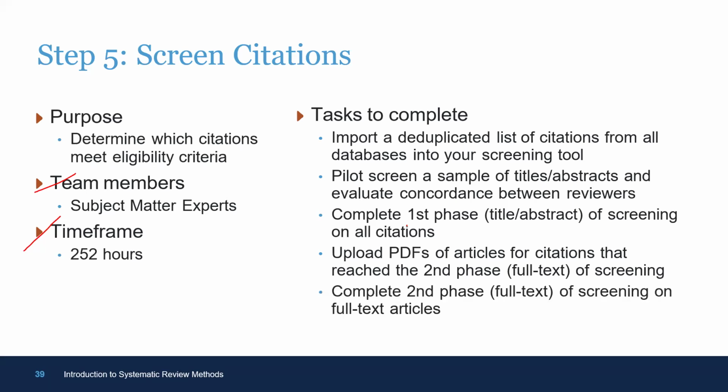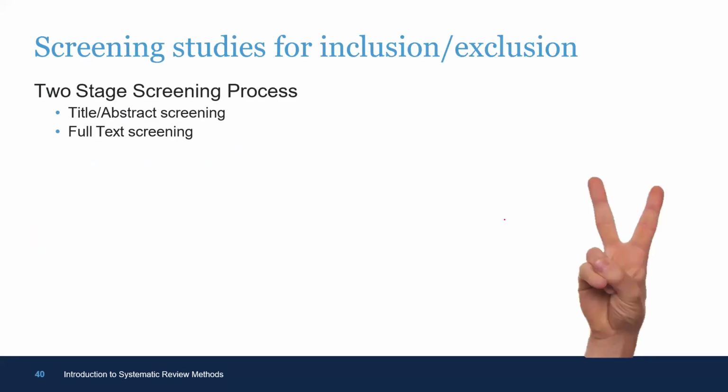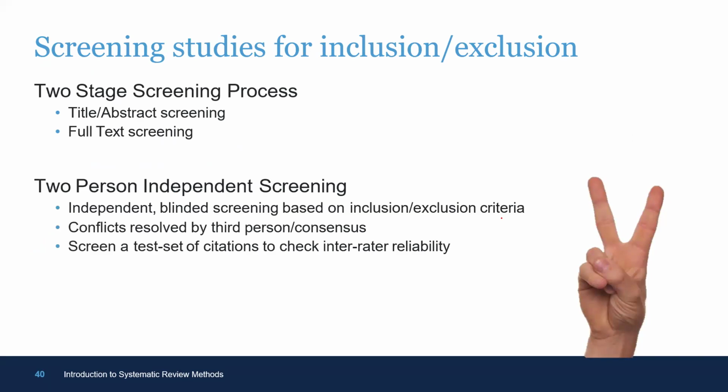Once you finish that, then you're supposed to be happy about yourself. But two things you need to know about the inclusion. So in this two-stage process, which looks at the abstract or title screening and the full text screening, you need to have at least two people. And these two people should be independent. And they should do what they call the blinded screening based on the exclusion criteria you put together.